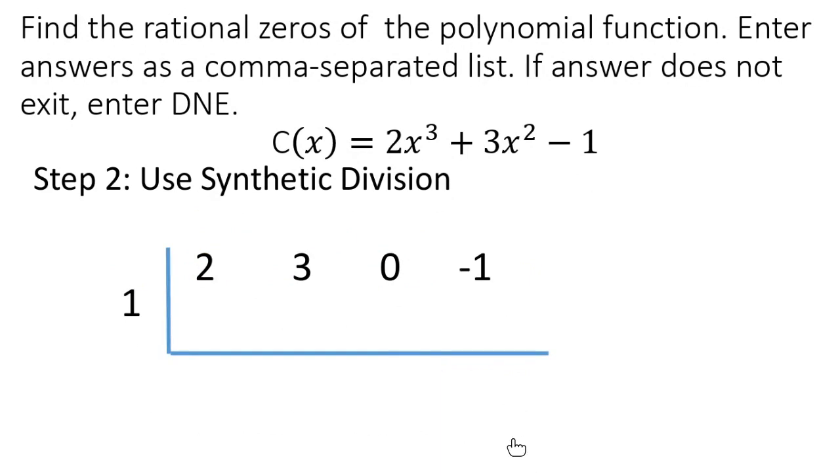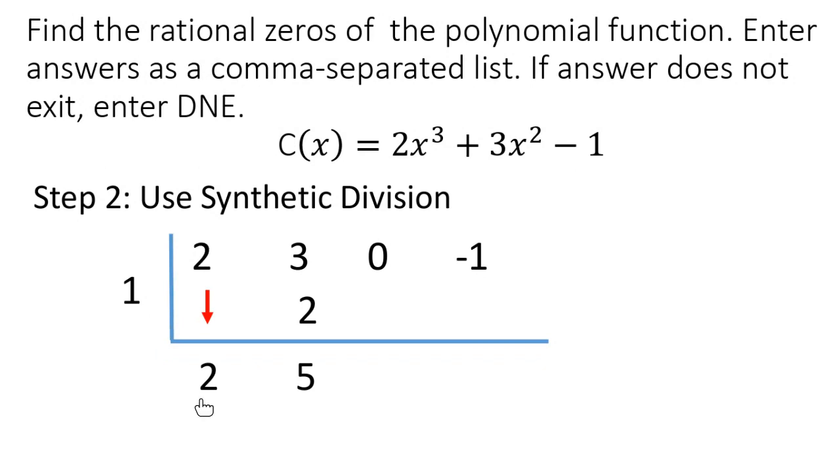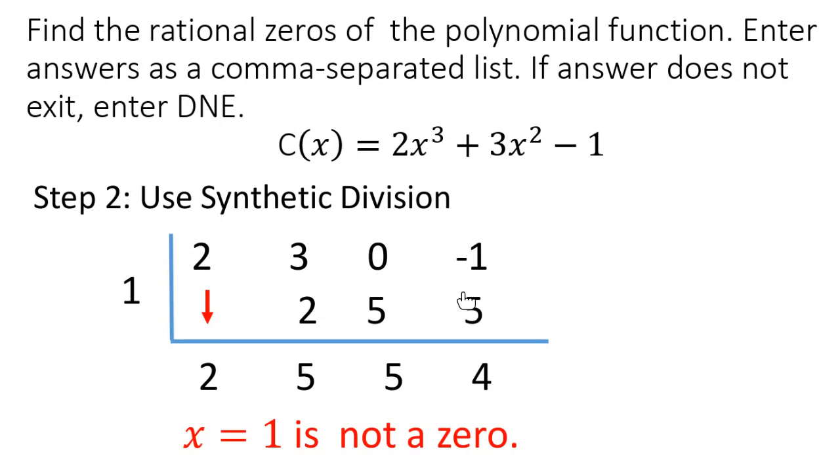So we bring down the 2. 1 times 2 is 2. 3 plus 2 is 5. 1 times 5 is 5. 5 plus 0 is 5. 5 times 1 is 5, and negative 1 plus 5 is 4. So x equals 1 is not a 0.